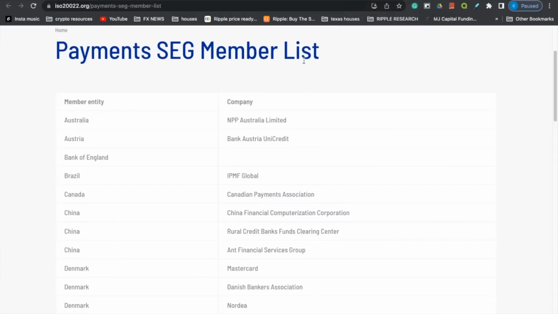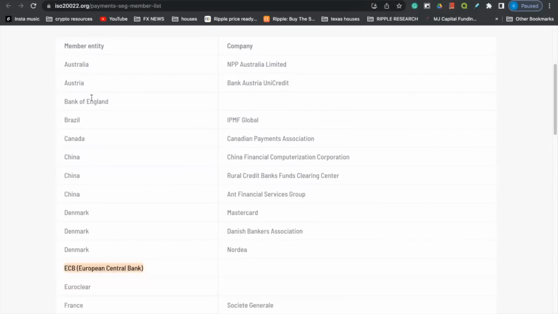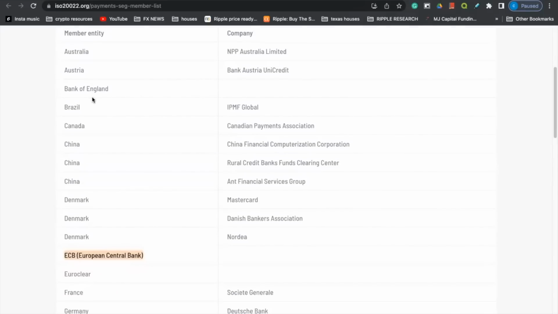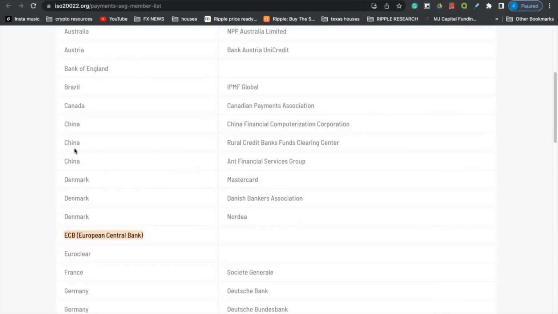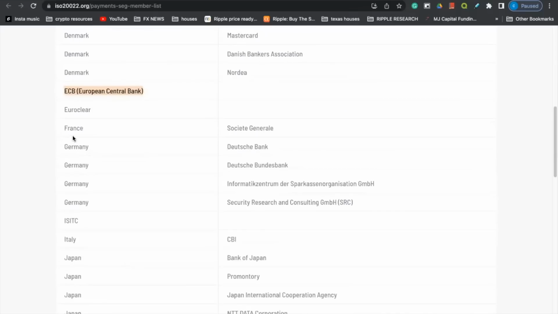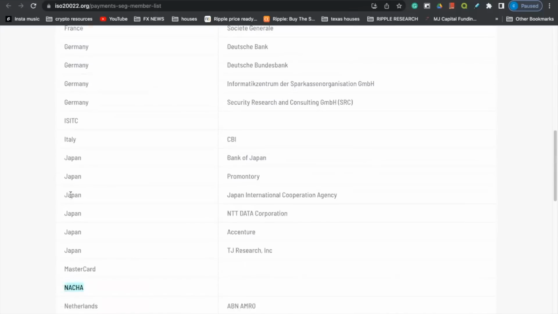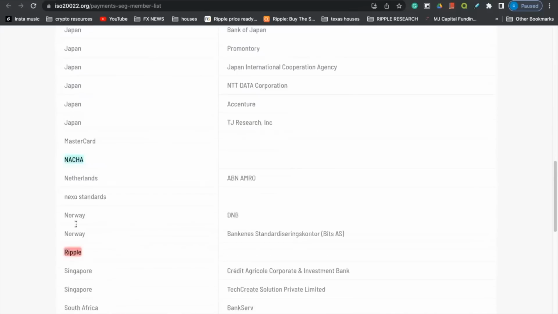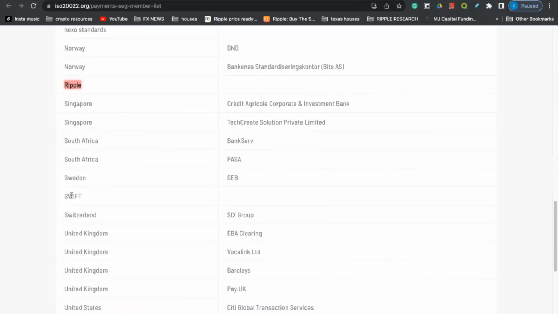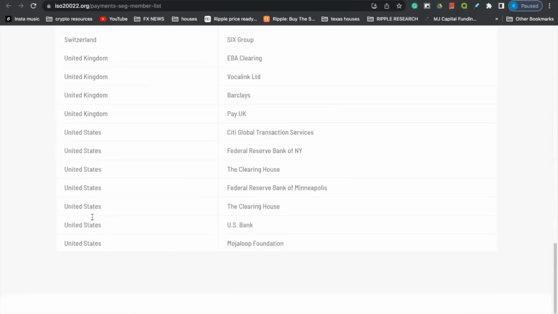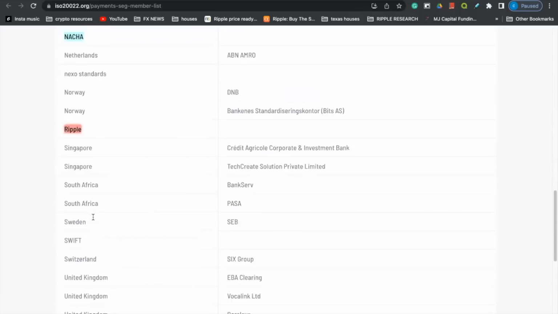So, reading this members list, we see Australia, Austria, Bank of England. I'm going to go through this swiftly, okay? Brazil, Canada, China, Denmark, European Central Bank, France, Germany, Italy, Japan, NACHA, Netherlands, Norway, Singapore, South Africa, Sweden, Switzerland, United Kingdom, and the United States. Okay, it's roughly about 20 countries.